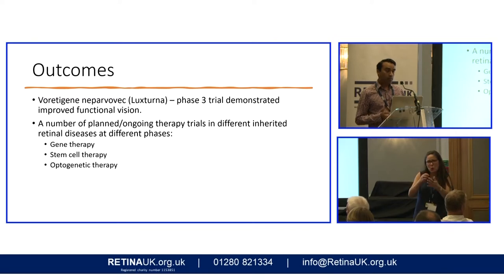And finally, there are some early phase studies in optogenetic therapies as well. So optogenetics is a technique that uses genes which encode for a light sensitive protein and introduces them into retinal ganglion cells. And these genes enable healthy and preserved retinal ganglion cells to be able to detect light. And the benefit of that particular technique is it's not related to the underlying genetic change that leads to photoreceptor degeneration.